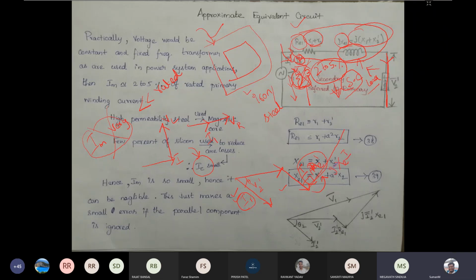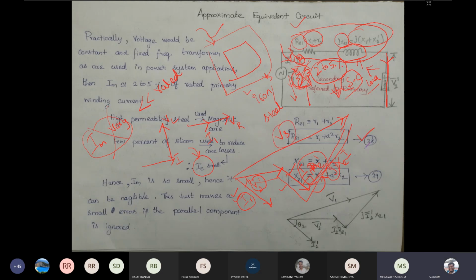Then you just add these two things, so we will be getting Vs, that is the source voltage. The source voltage is equal to the sum of the voltage across the resistor, the voltage drop, and the voltage across the inductor. If you add these vectorially, you will be getting the voltage across the source. This is the phasor diagram for the approximate equivalent circuit.